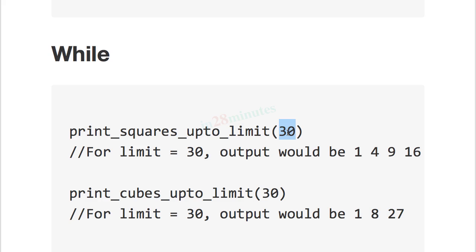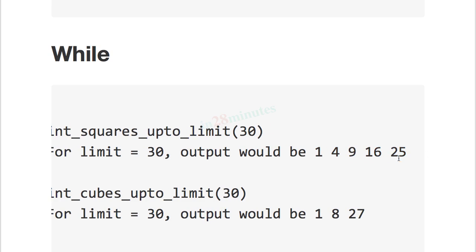So I'll be given a limit. So I'll be given a number. So here it's 30. So I would want to print all the squares of numbers up to 30. So 2 square is 4, it's still less than 30. 3 square is 9, 4 square is 16, 5 square is 25. So that's cool. But 6 square is 36, so it exceeds 30, so it will not be printed.